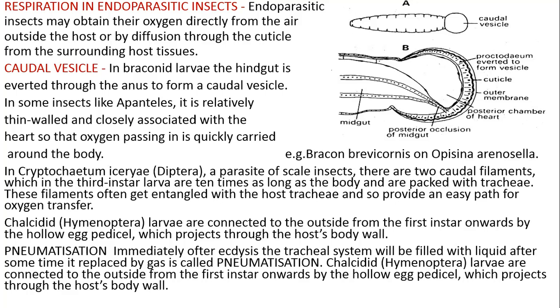Caudal vesicles. In braconid larvae, the hindgut is everted through the anus to form a caudal vesicle. In some insects, like Apanteles, it is relatively thin-walled and closely associated with the heart, so that oxygen passing in is quickly carried around the body.